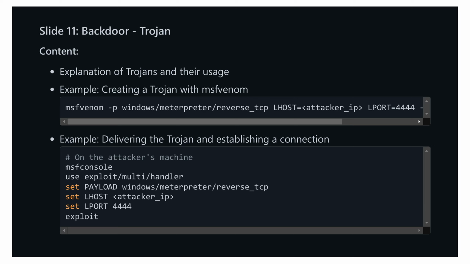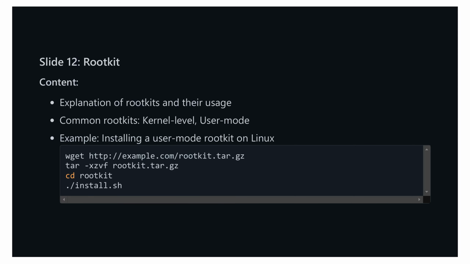On the next slide, we will explore rootkits, another sophisticated method for achieving unauthorized access. Slide 12 preview. We will discuss rootkits and their usage. We will focus on different types of rootkits, such as kernel-level and user-mode rootkits, and provide an example of installing a user-mode rootkit on a Linux system. Stay tuned. As we continue our discussion on persistent threats, let's focus on slide 12, rootkits.